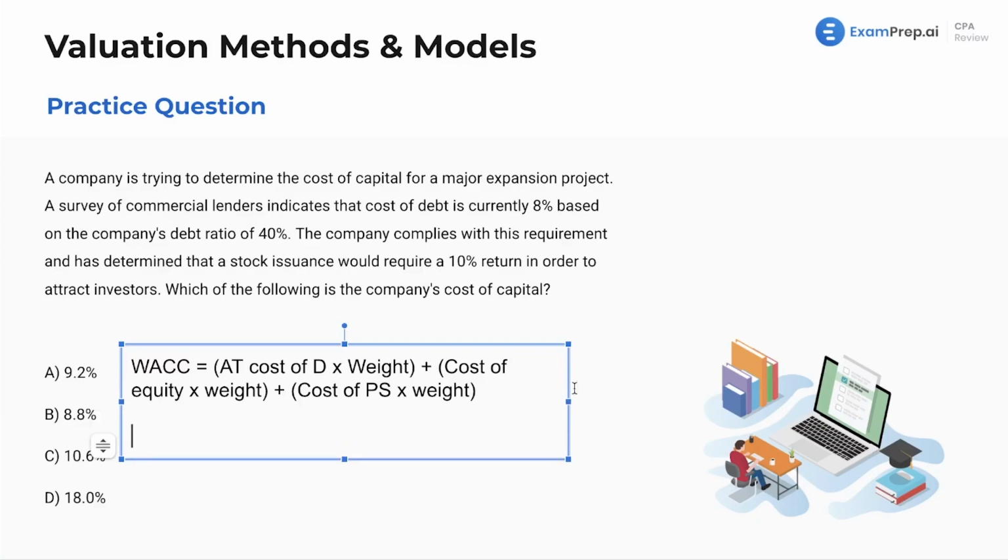All right. Now, I like my classic plug and chug. Just pop in our numbers here. Well, do we have weights? Do we have costs? Okay, a survey of commercial lenders indicates that cost of debt is currently 8%.